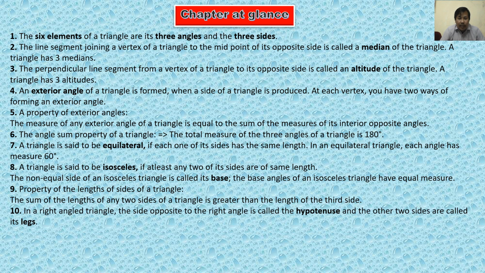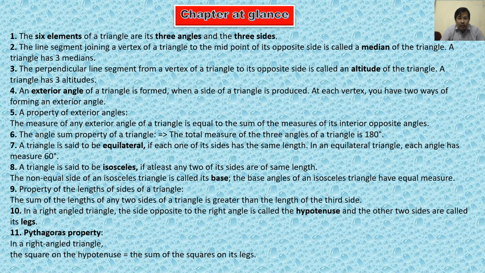In a right angle triangle, the side opposite to the right angle is called the hypotenuse and the other two sides are called legs. Then lastly, we have the Pythagoras property. In a right angle triangle, the square on the hypotenuse is equal to the sum of the squares on its legs. That is what we have just discussed before, isn't it? So these are the points that you have to remember and go through again to memorize what you have learned from this chapter at a glance.